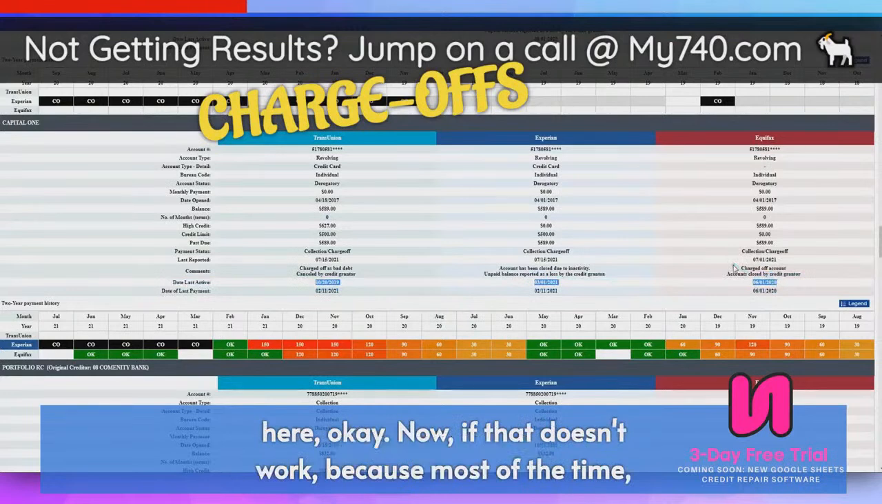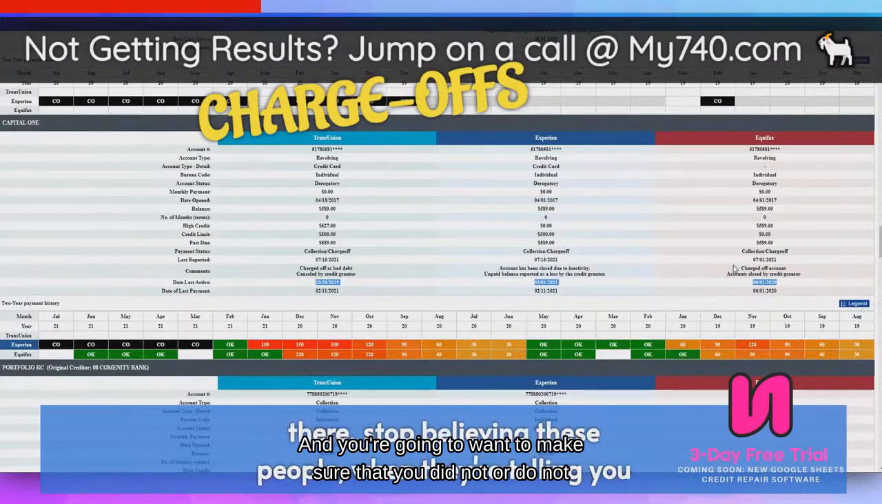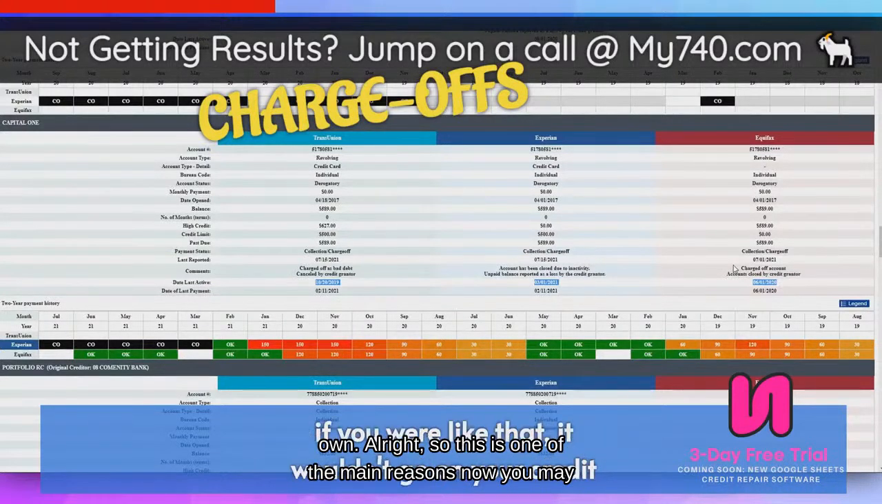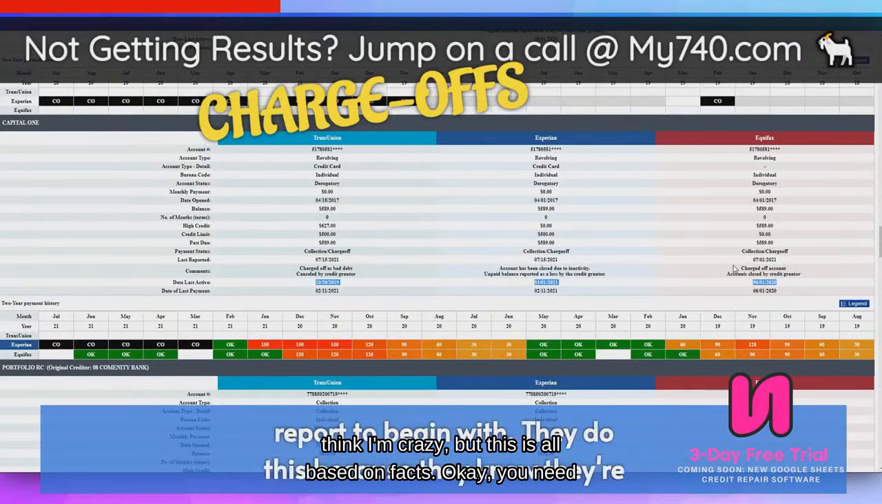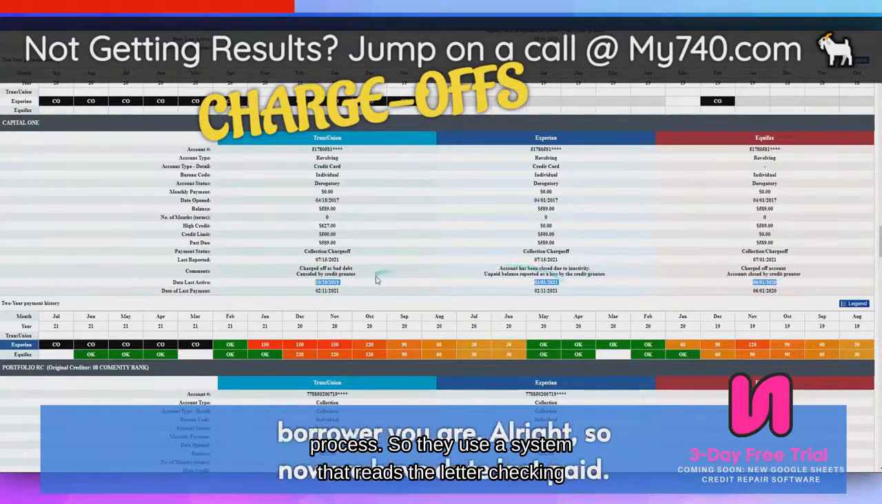Now, if that doesn't work, because most of the time it's not going to, when you're dealing with these very difficult accounts, stop believing these people when they're telling you that it is as simple as sending out one round of disputes, because if it were like that, it wouldn't go on your credit report to begin with. They do this because they know they're making a consequence and letting other people know what type of borrower you are.